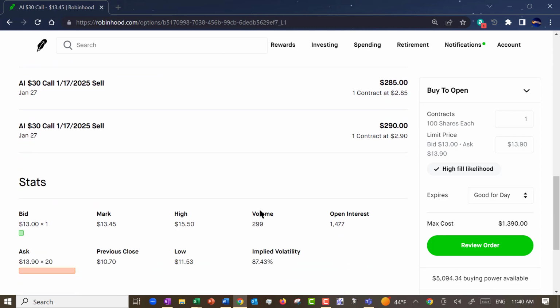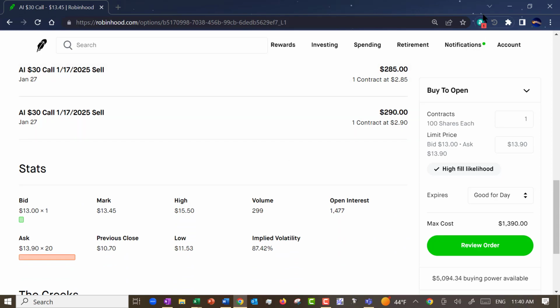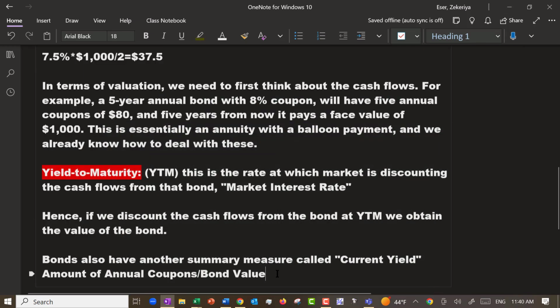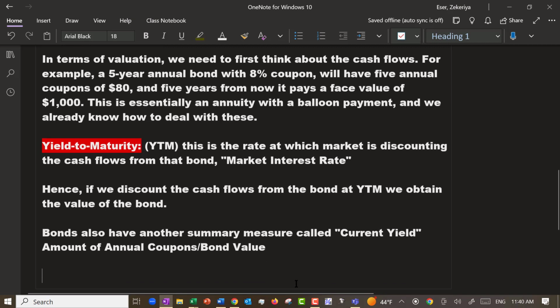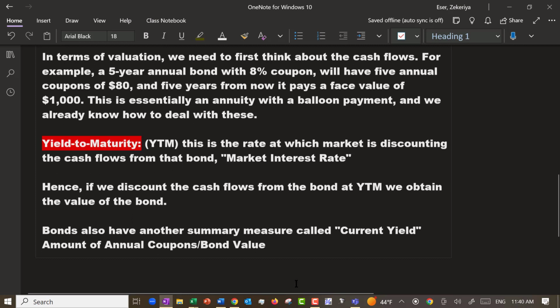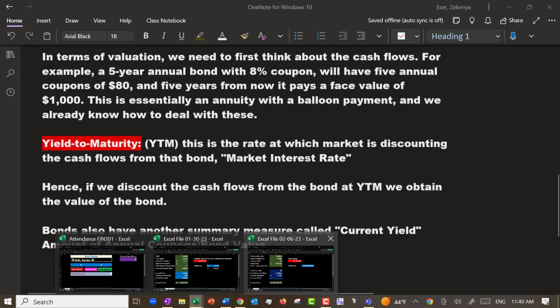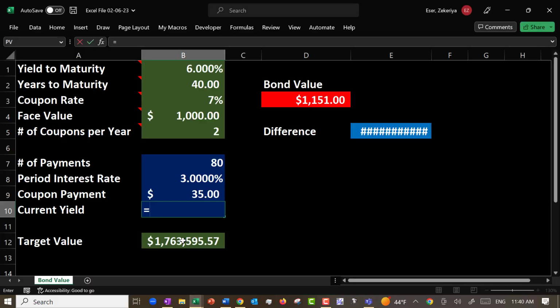Current yield is equal to, oh, we defined it, and that's equal to coupon rate times face value. That's the total amount of coupon in 1 year divided by value of the bond. And that's a percentage number.